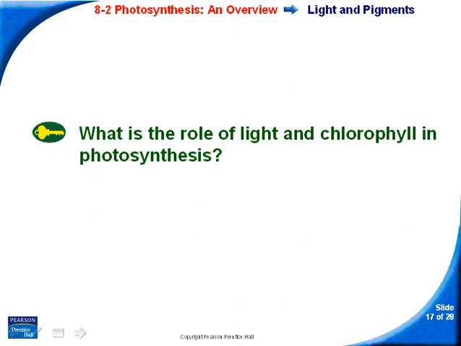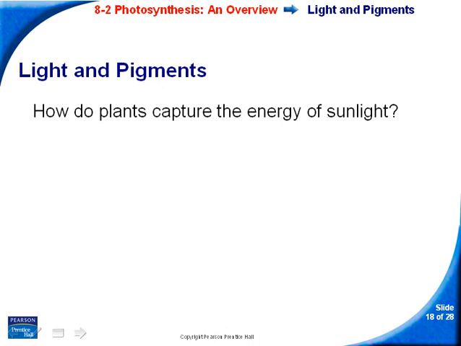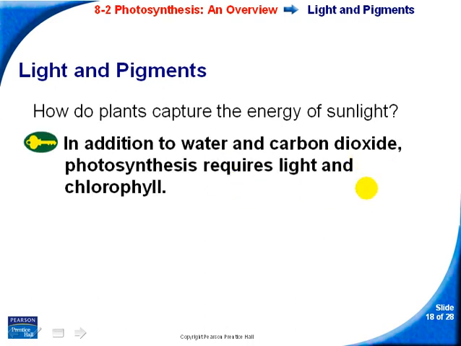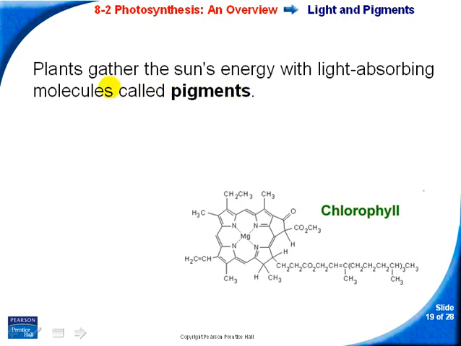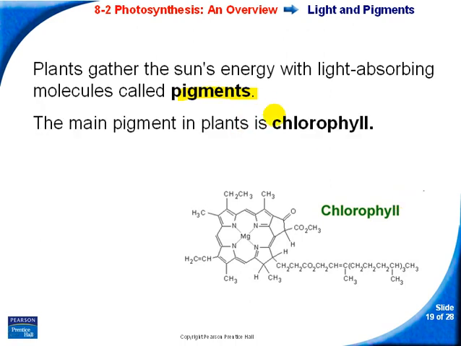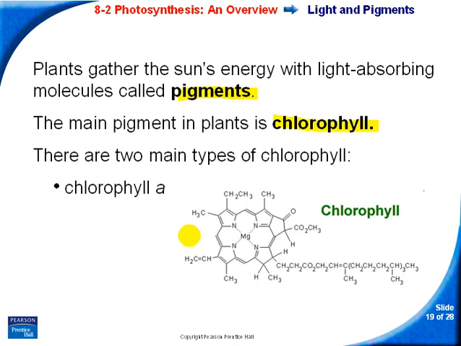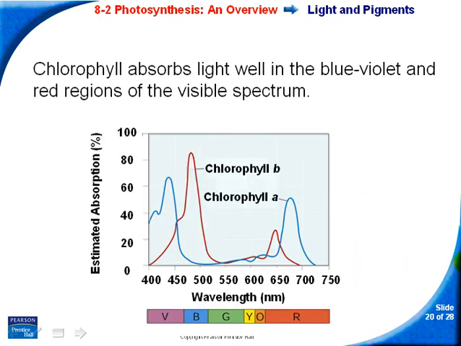So what is the role of light and chlorophyll in photosynthesis? Well, how do the plants capture the energy of sunlight? They're going to need light and chlorophyll. Chlorophyll is a pigment. It's a light-absorbing molecule. The main one in plants is called chlorophyll, and there are 2 main types, A and B. And here's a picture of the chlorophyll molecule.